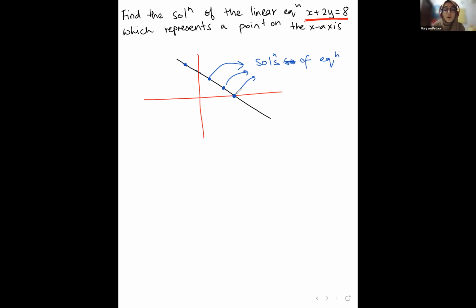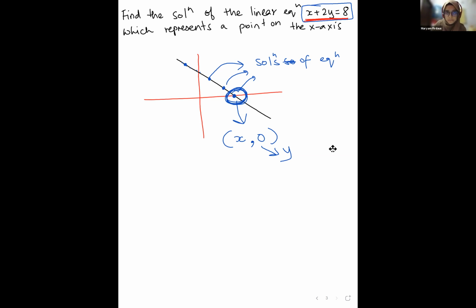So they want one specific solution. Which one do they want? They want the solution which lies on the x-axis. So the thing about lying on the x-axis, as we previously discussed, is that its coordinates will be x comma 0, right? Because it's on the x-axis. So the y coordinate will be 0. So can we in this equation put the y coordinate as 0 to find out what x will be?